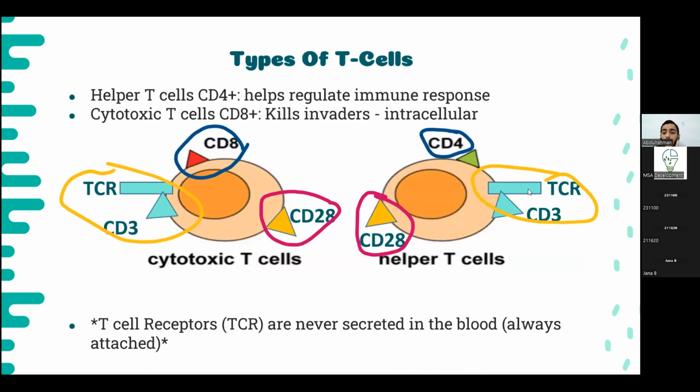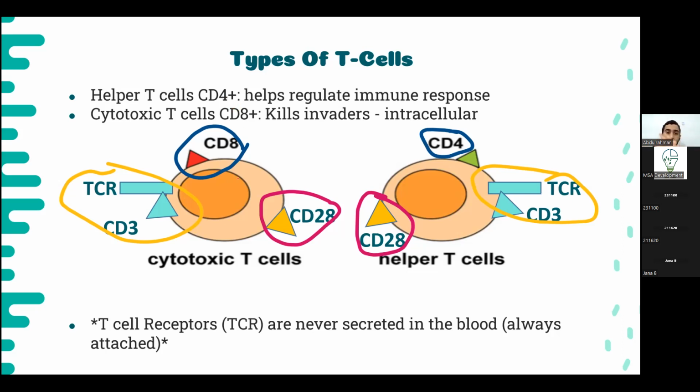Okay. T cells, we have two types of T cells. There is the helper T cells and there is the cytotoxic or the killer T cells. Now, what is special about them? Like, how do we know that this T cell is a helper T cell or a cytotoxic T cell? There is a specific receptor that is going to be found.